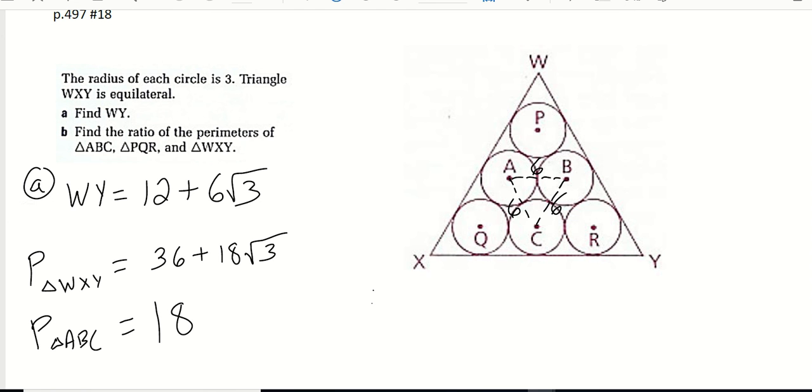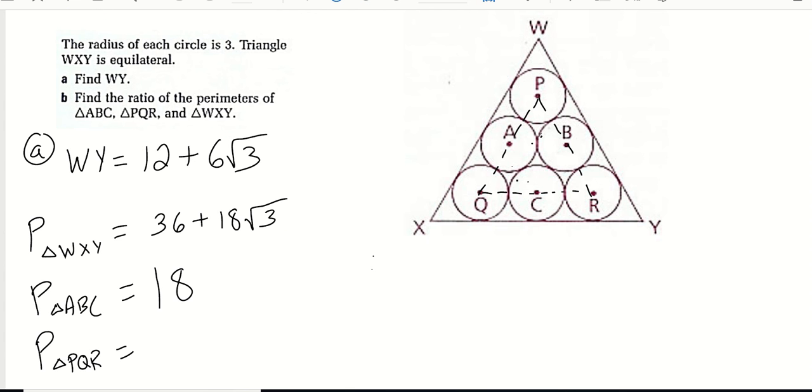Let's do the same thing for PQR. So I've drawn in triangle PQR. And remember earlier when we found the length from Q to R, it was 3 plus 3, which is 6, plus 3, which is 9, plus 3, which is 12. So each side of this triangle is going to be 12.